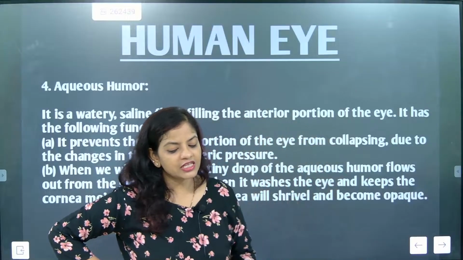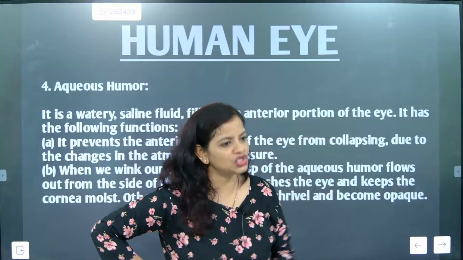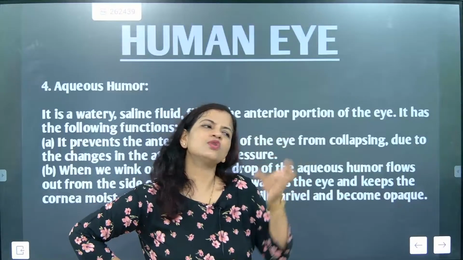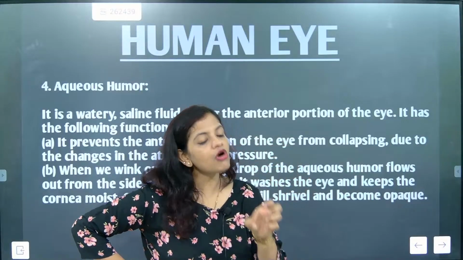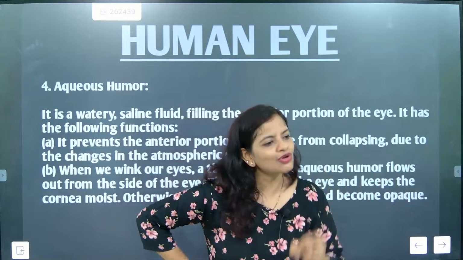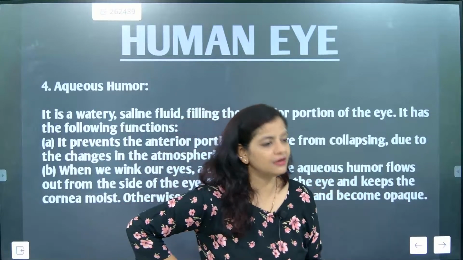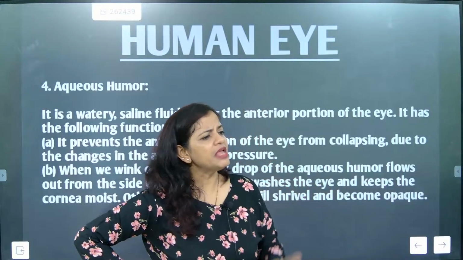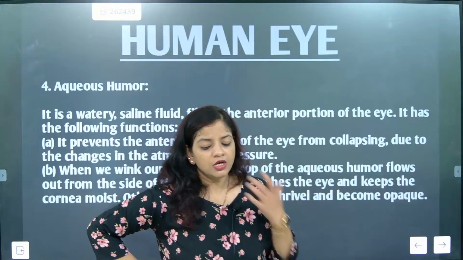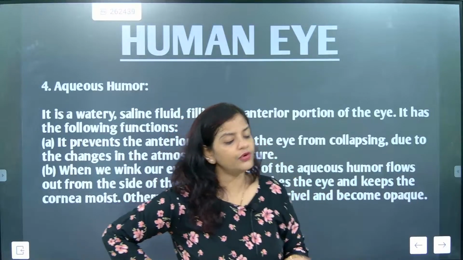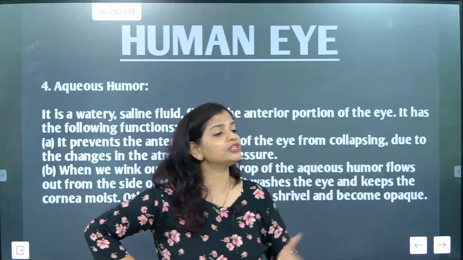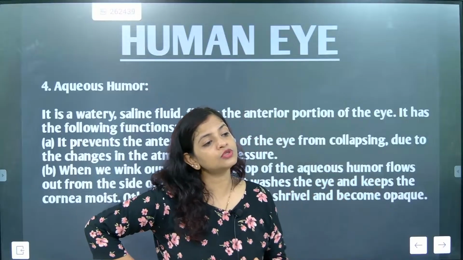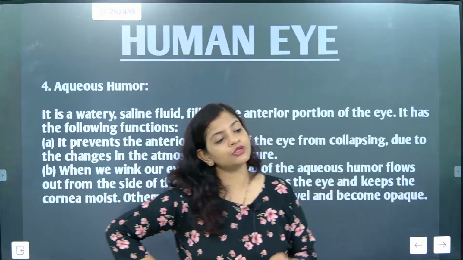So when we experience this atmospheric pressure, if fluid is not present and the eye is empty, then it will collapse. It will distort from its size. If it distorts from its size, is it good or bad? Bad. The image will not be formed perfectly. We will not be able to see the object properly. So the change in the fluid amount also changes the shape of the eyeball. Understood? Fluid amount more is also not good, fluid amount less is also not good.